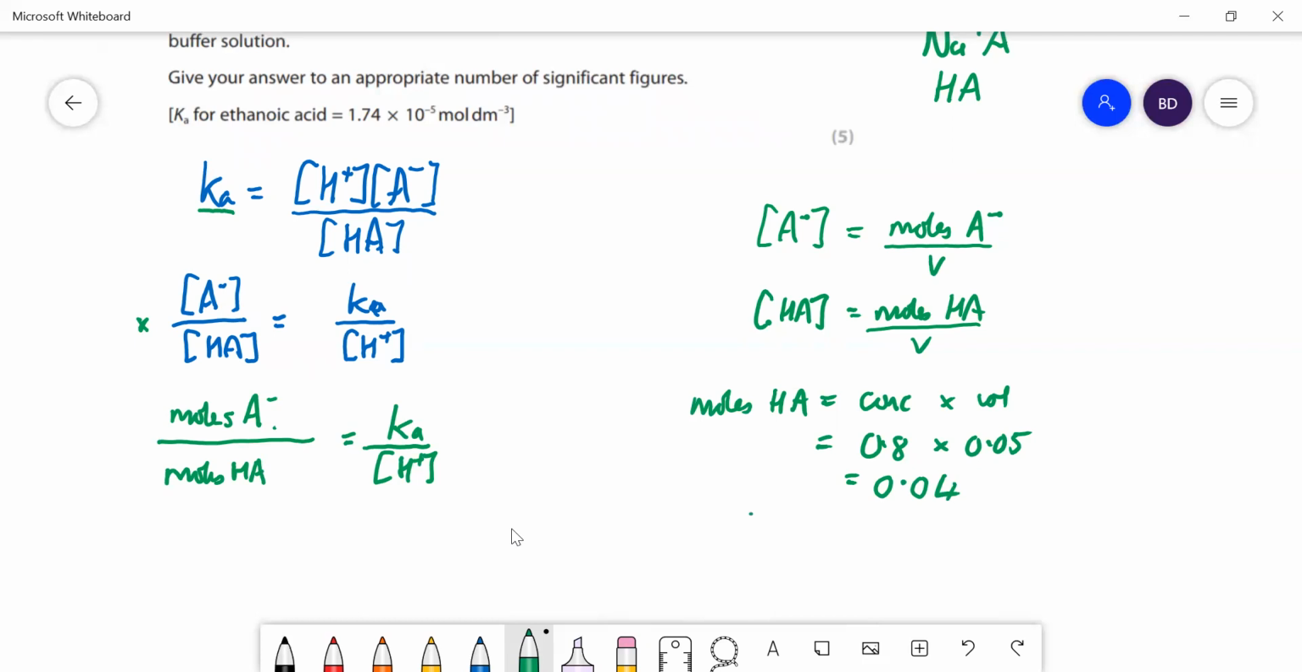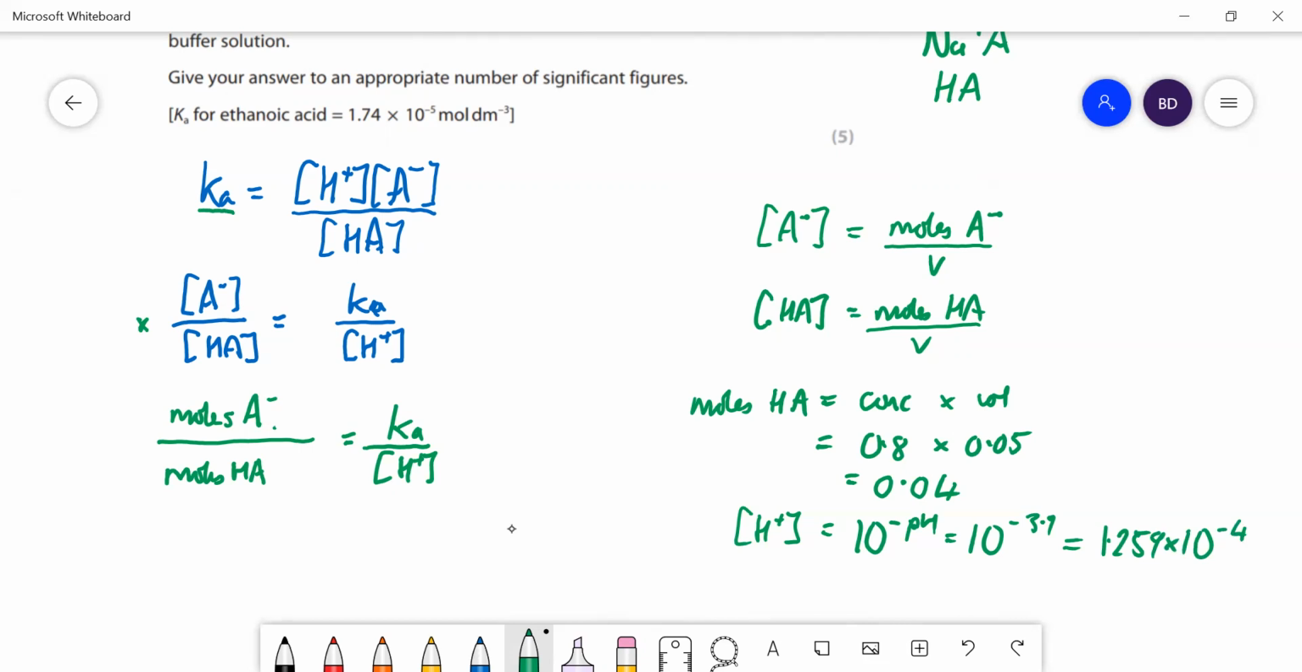The H plus concentration is equal to 10 to the power of minus pH, which is 10 to the power of minus 3.9. Put that into the calculator, and you get 1.259 times 10 to the minus 4.